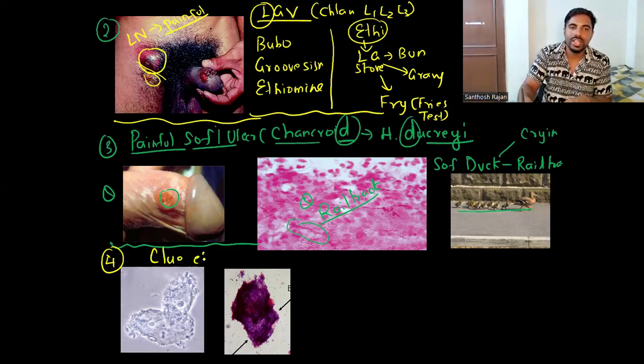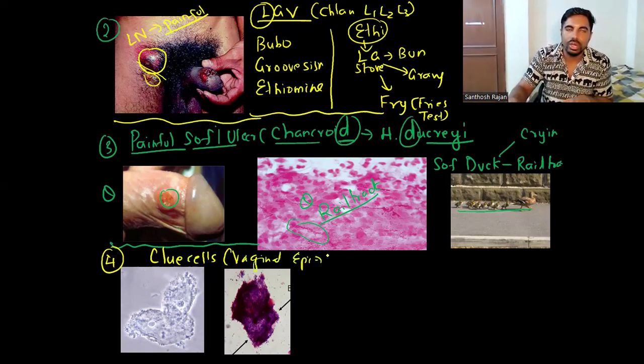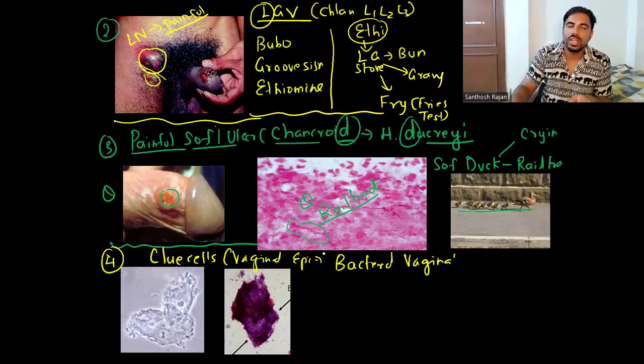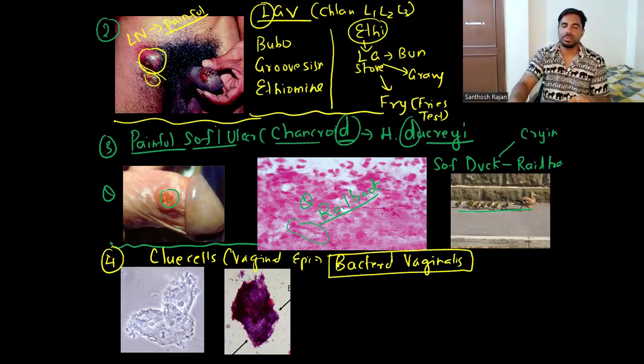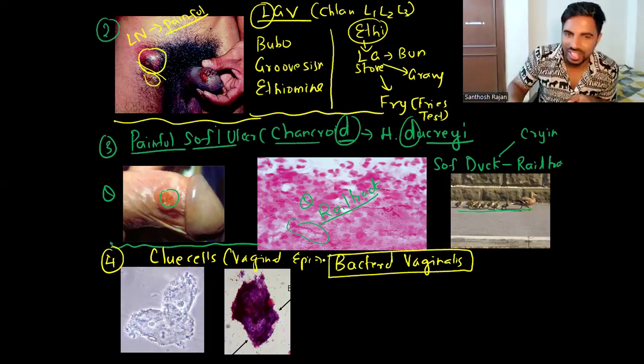Clue cells are basically vaginal epithelial cells which are distorted by a lot of Mobiluncus and Gardnerella vaginalis. So that is what you see in bacterial vaginosis. Clue cells in bacterial vaginosis. I'm not going to talk about the Amsel's criteria and Nugent's criteria. Amsel's criteria is clinical and Nugent's criteria is a Gram stain criteria. It's caused by Gardnerella vaginalis.